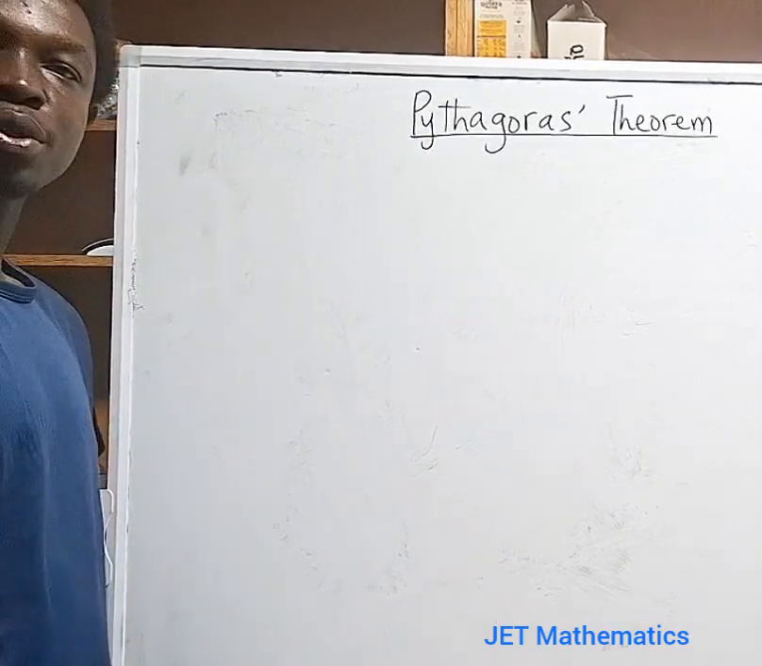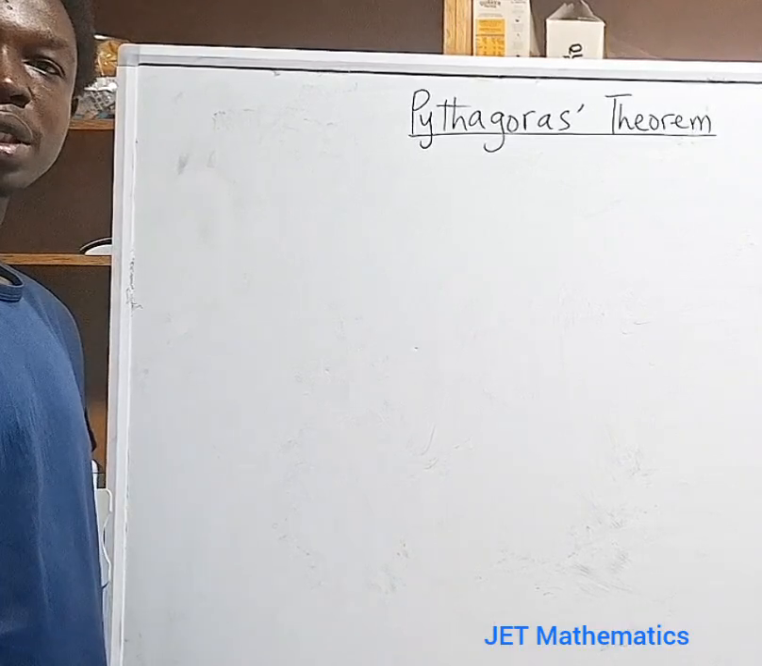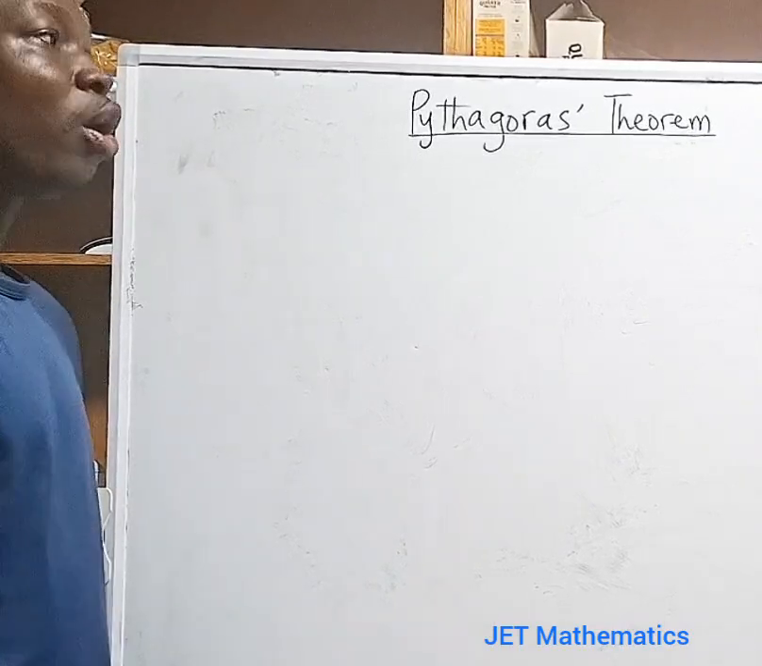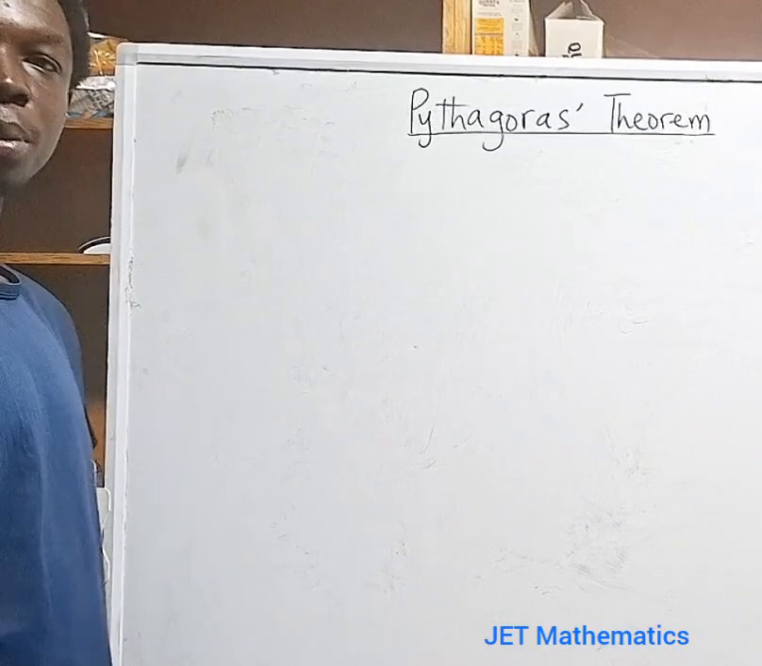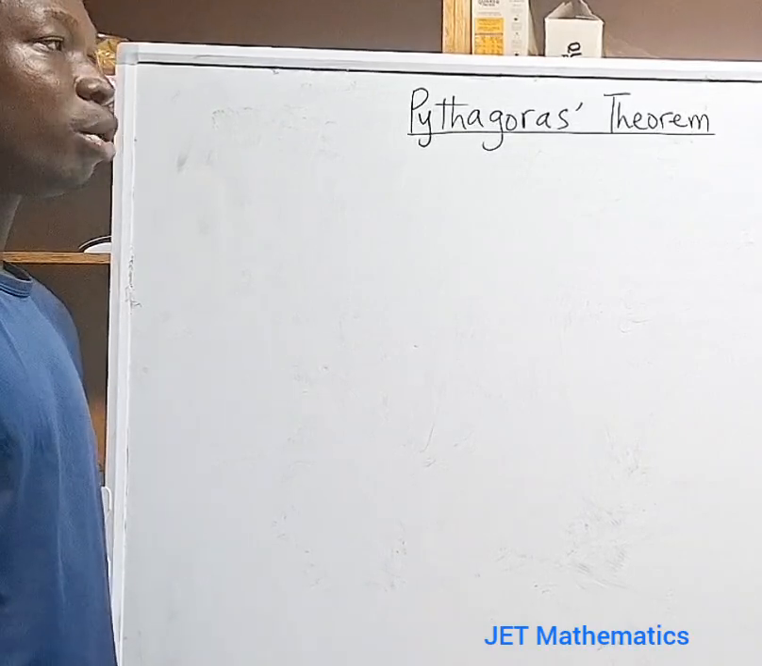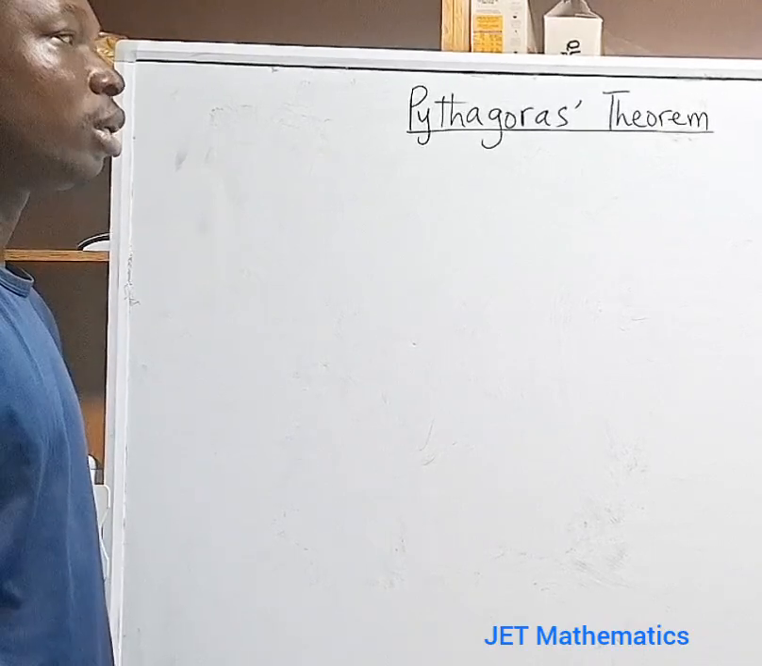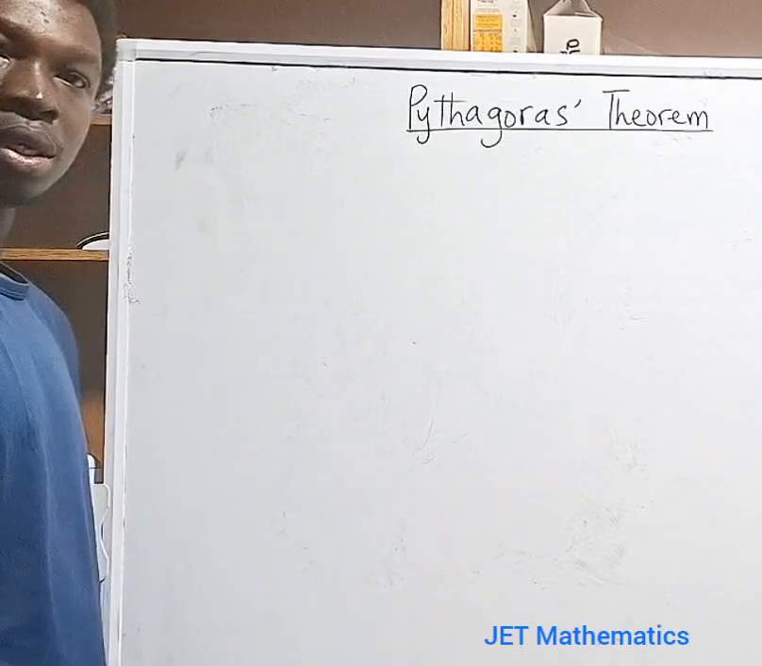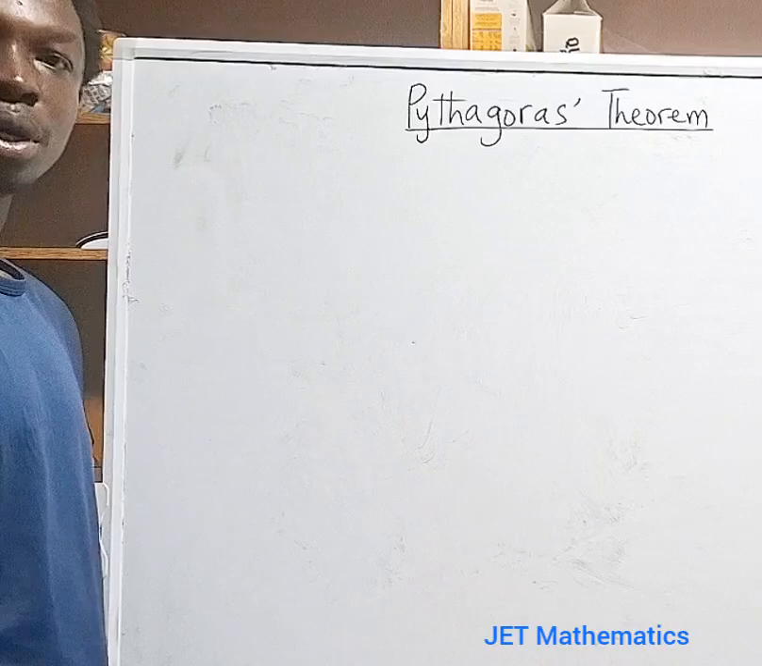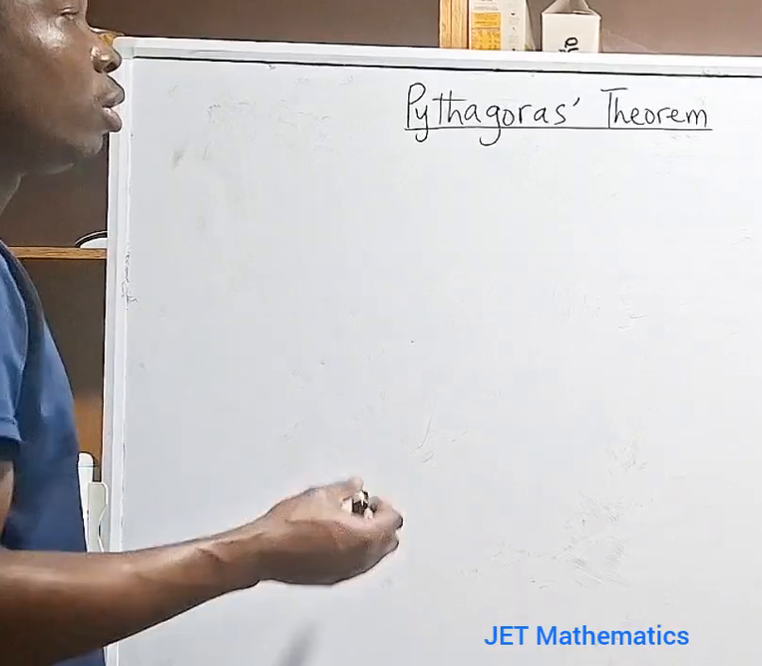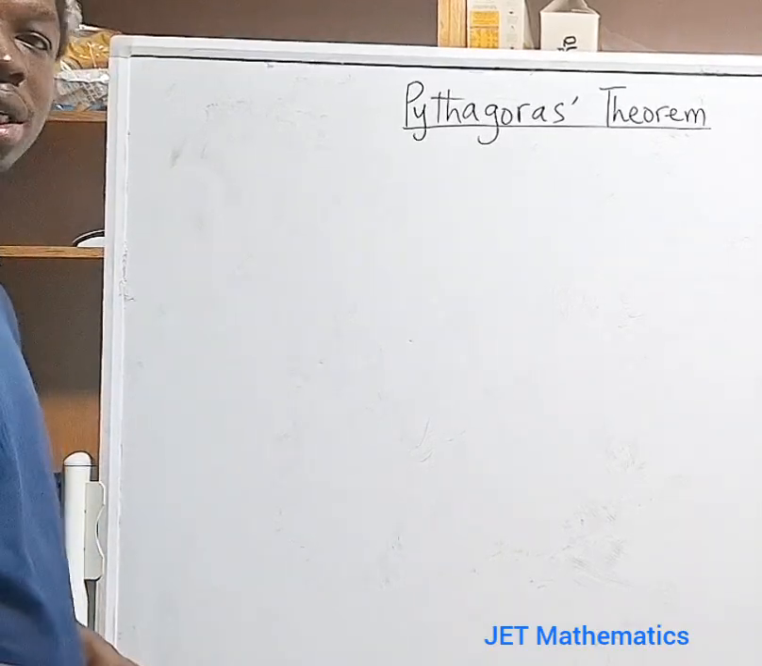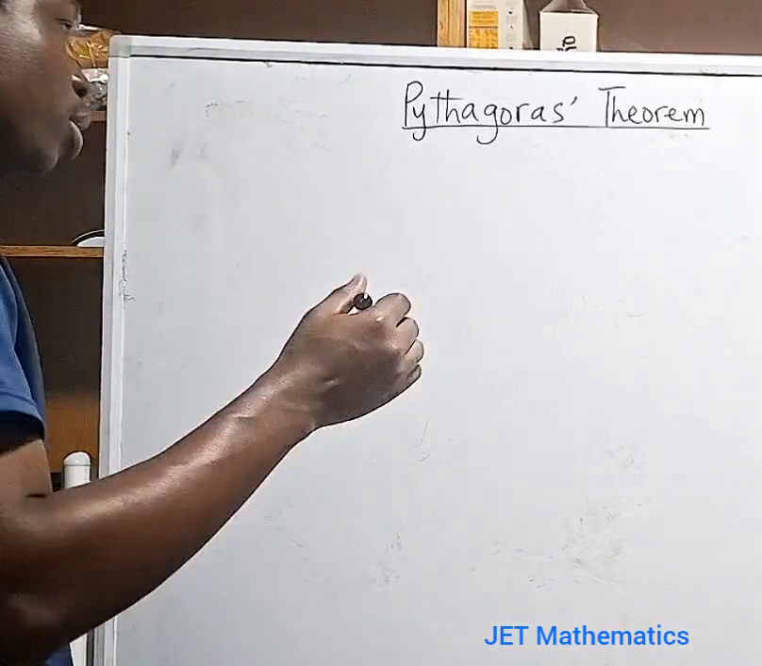In today's class, we'll be looking at the Pythagoras Theorem. Now, before we start solving problems on Pythagoras Theorem, very importantly, we need to understand the concept about what Pythagoras was thinking about. Okay? So, Pythagoras Theorem is associated with right angle triangles.